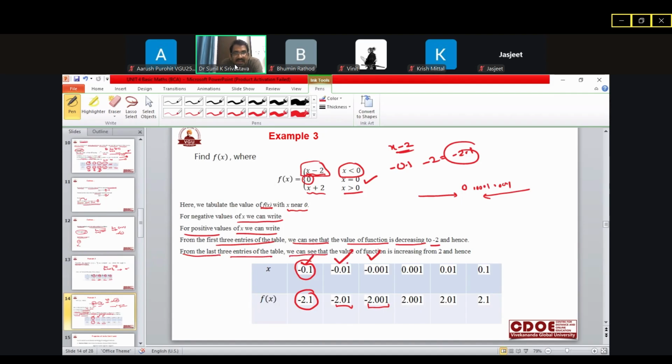In the same scenario, from the last 3 entries of the table, we can see that the value of the function is increasing from 2. We take the values 2.001, 2.01, and 2.1 here. So what we find is that when we take the values from left to right, the values change in two different ways: in increasing order and in decreasing order. We take the negative values in decreasing order, and the positive values in increasing order. That is the concept. So what do we conclude here?